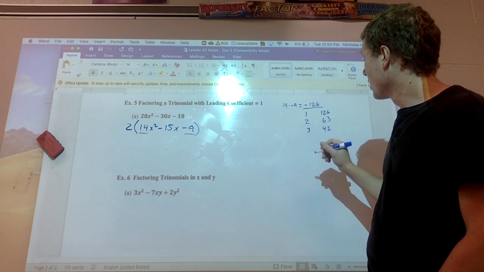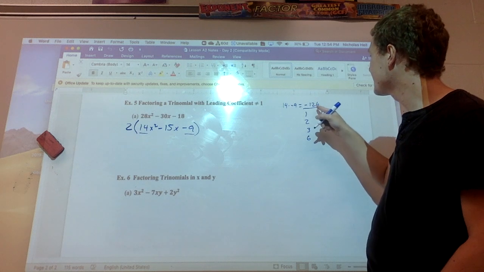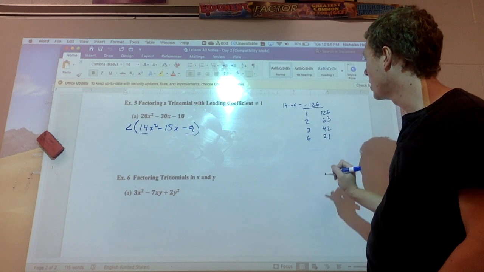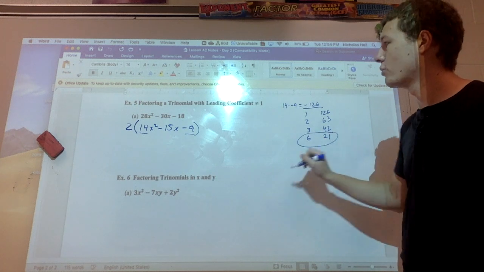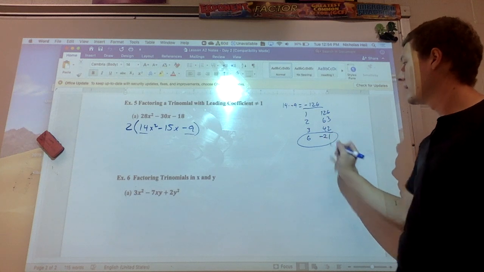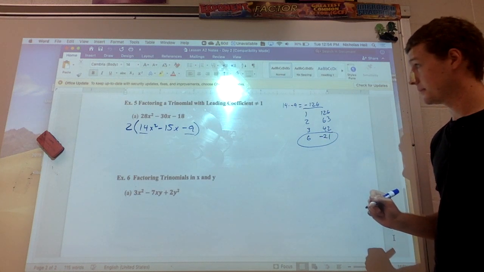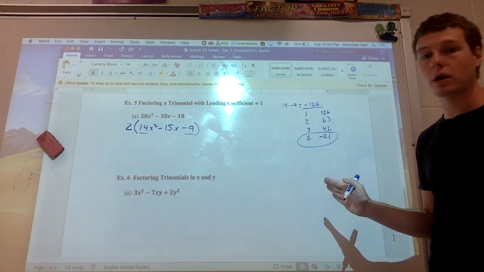Can't divide by 4 or 5. I can divide by 6. That'll be 6 and 21. Ooh, that I can combine to get to a negative 15. Now, the only way to get to negative 15 is if that 21 is negative. So, double check your signs on that, but that's going to work.